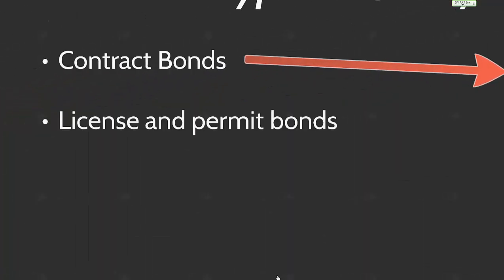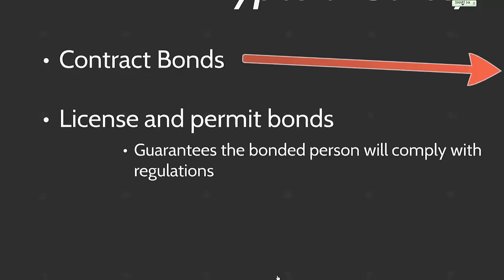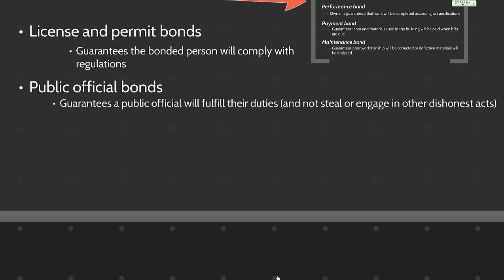Next, there's license and permit bonds, which guarantees that the bonded person will comply with regulations. Then there's public official bonds, which of course only need to be purchased by a public official. This guarantees a public official, such as a police juror in the state of Louisiana, will fulfill their duties and not steal or engage in other dishonest acts.